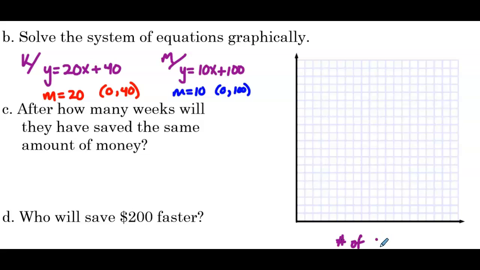Okay, so first, x is the number of weeks, so I'll label that axis number of weeks. And then y is the money they have saved, so I'll just use the money symbol. Okay, so looking, we have 20, 40, 10, and 100. So let's look at scaling by tens. Let's see what that would give us. So 10, 20, 30, 40, 50, 60, 70, 80, 100, and there's still plenty of points to go.